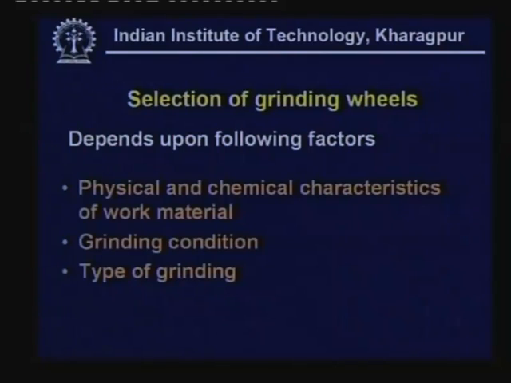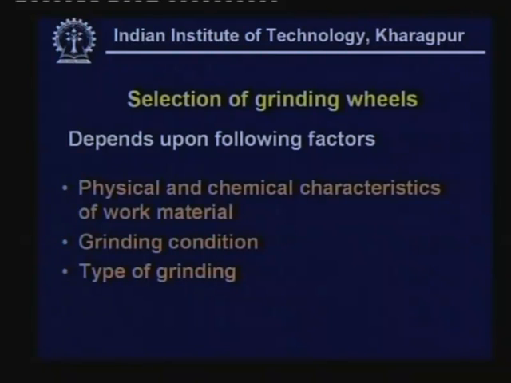Finally, it is the type of grinding, whether it is a thin disc which is used for dicing or slicing, whether it is used for wide surface grinding, whether it is form finish grinding, or ultimately whether it is a small bore grinding. So these are the few things which ultimately determine what should be the type of the grinding wheel.